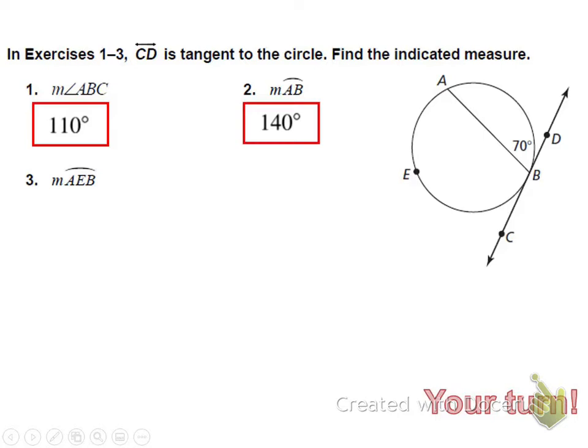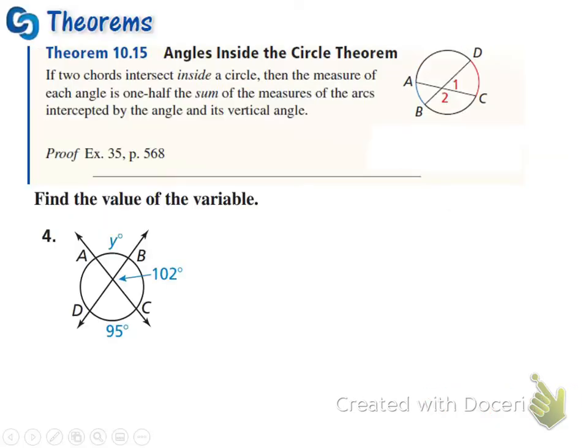And then arc AEB, you can find one of two ways. There is an easier way. If this angle was 110, the arc would be 220. You could have also taken 140 and subtracted from 360. You still get 220. Okay, go ahead and go back to your notes. I believe we're on page 2.